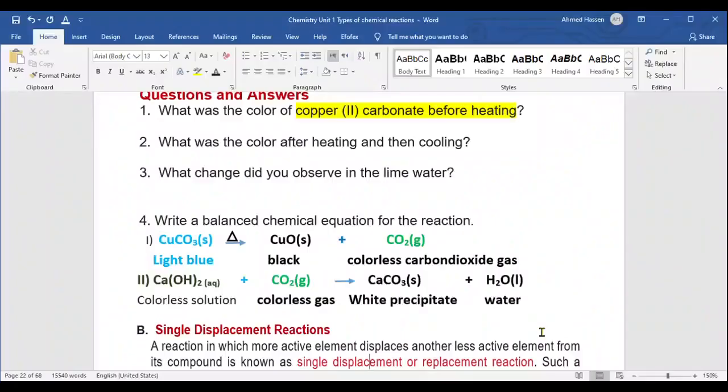Questions and answers are provided. As you observed in the experimental part, the decomposition process shows which substances are decomposed and which substances are formed. What was the color of copper(II) carbonate before heating? As you observed, it was a light blue solid substance. You can answer the question like this.